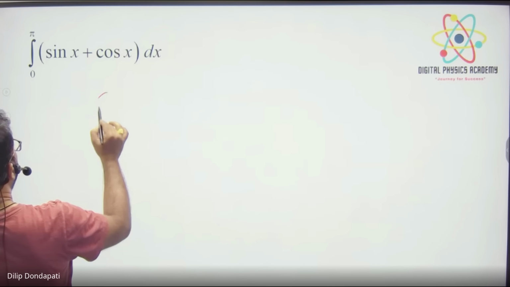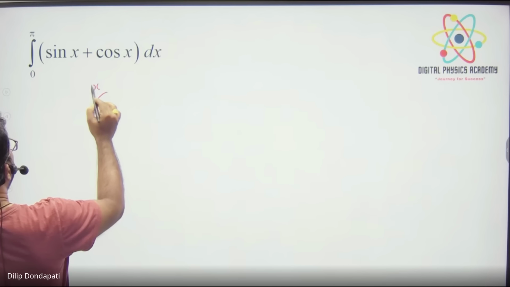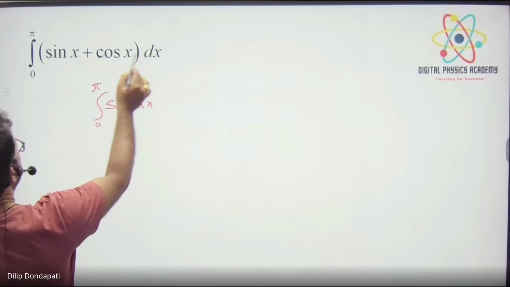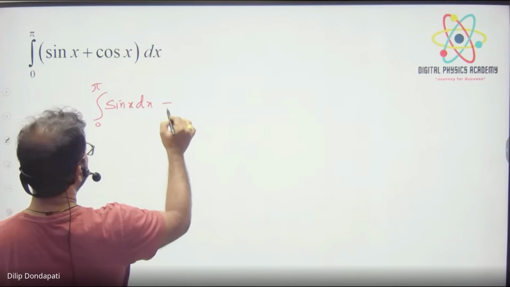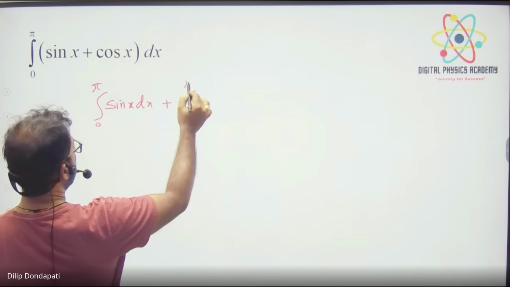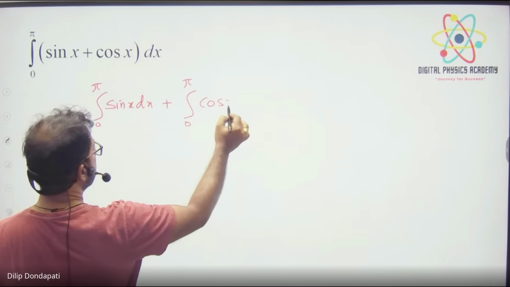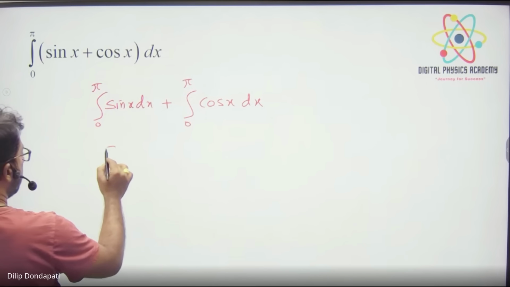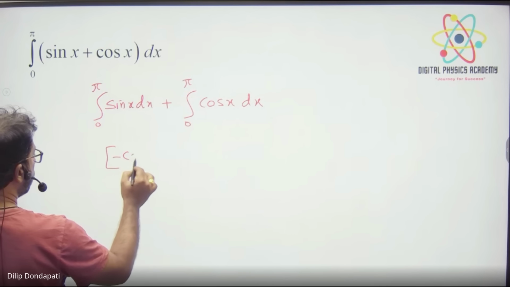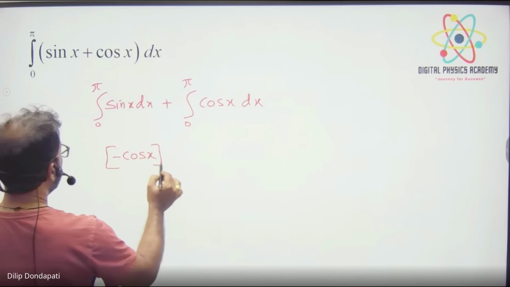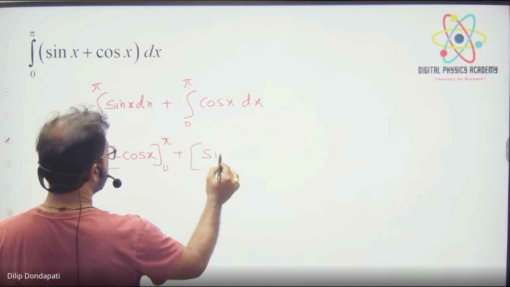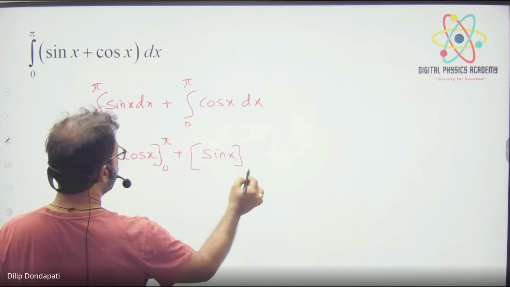So indirectly, what does this mean? Integral 0 to pi sin x dx, this dx should be multiplied by both, right? Plus integral 0 to pi cos x dx. Like individual functions we have to integrate. So normal integration only. The integration of sin x is minus cos x, limits from 0 to pi, plus the integration of cos x is sin x, limits from 0 to pi.